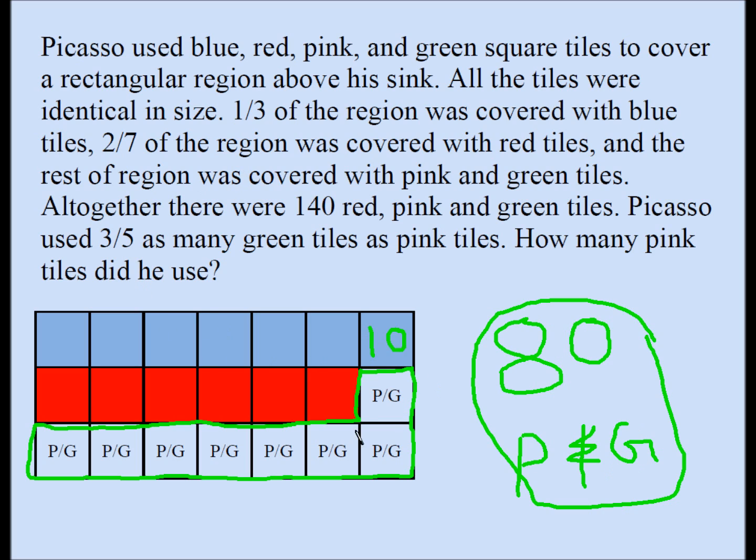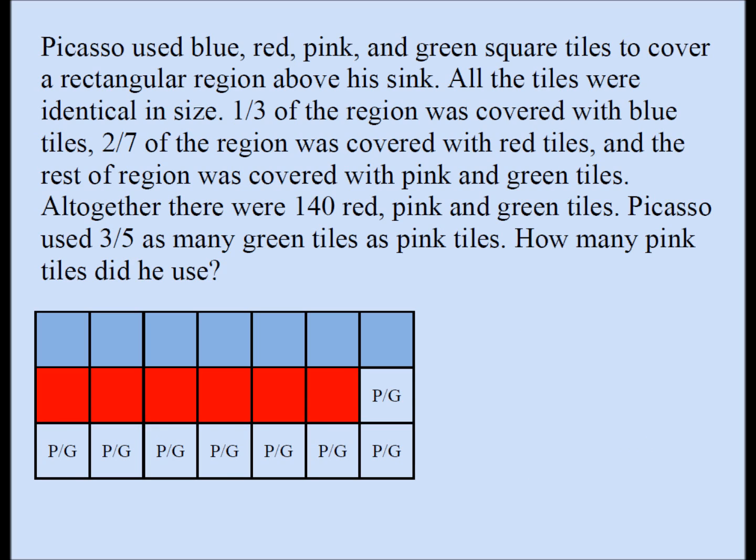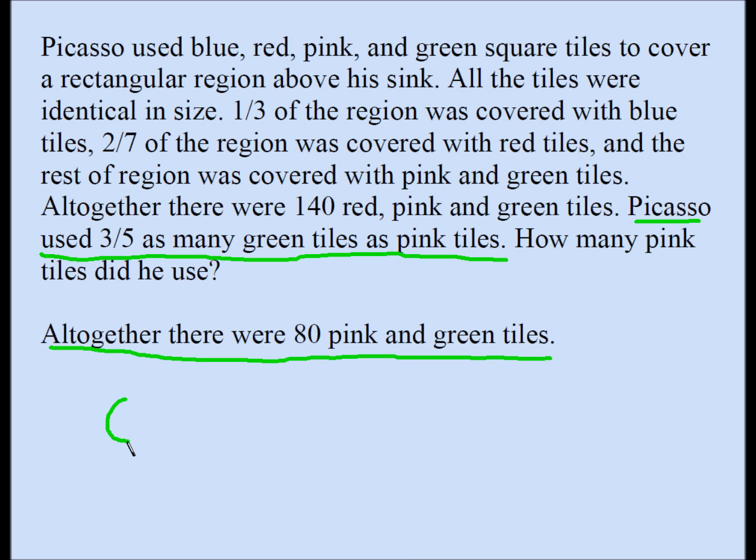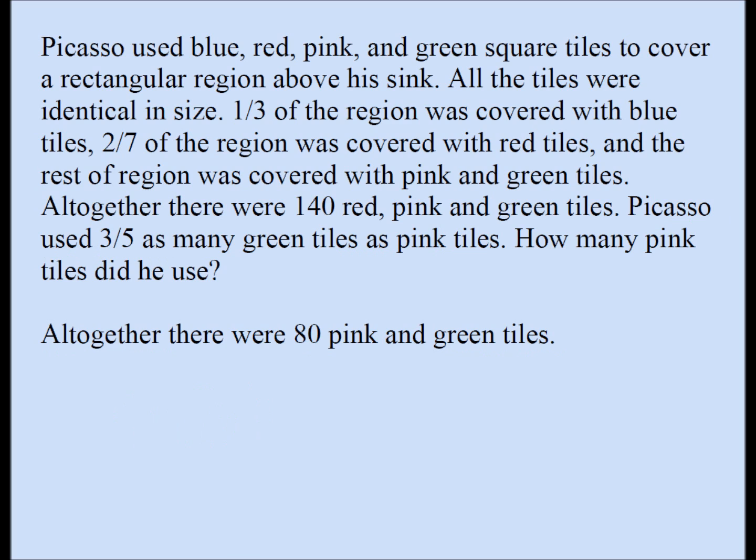Okay, let's move on to the next slide, and this picture will be gone. This line is from the previous slide. Altogether, there are 80 pink and green tiles. Now, let's read this. Picasso used 3/5 as many green tiles as pink tiles. Now, what does that really mean? That tells me if 5 parts represent pink tiles, well, let's use pink. I think that kind of makes sense. The question says, he used 3/5 as many green tiles as pink tiles.